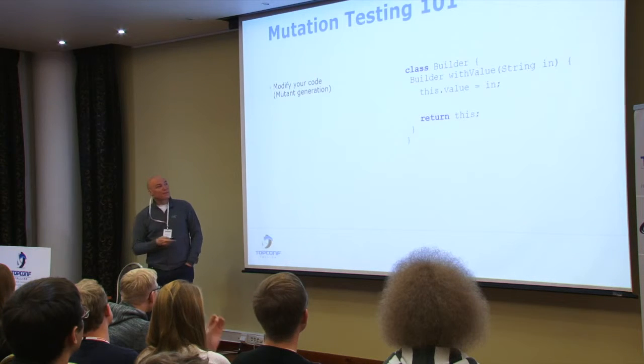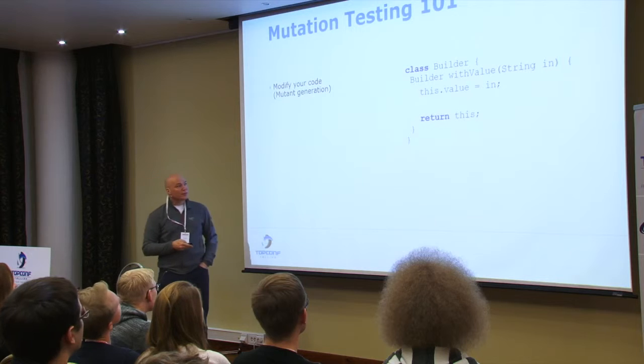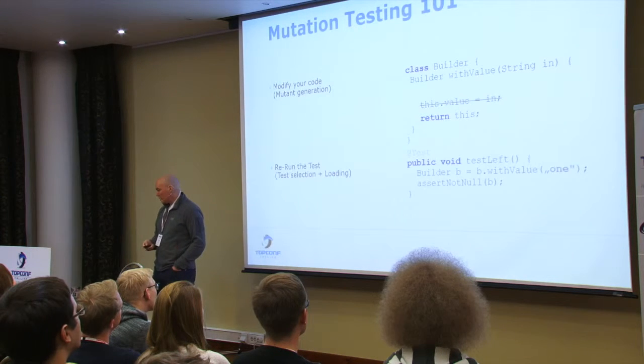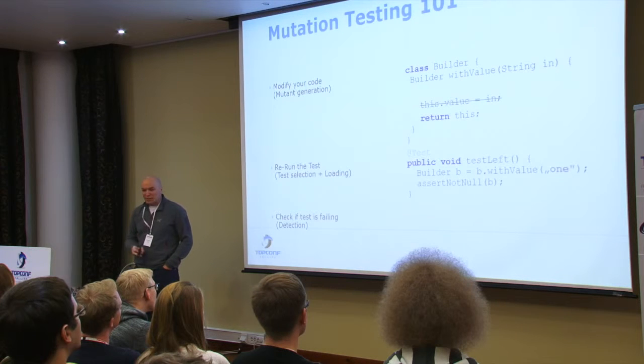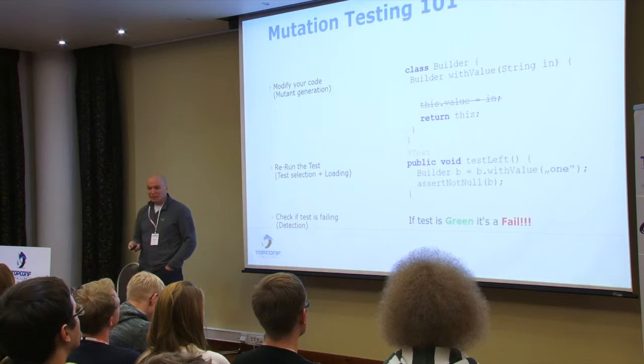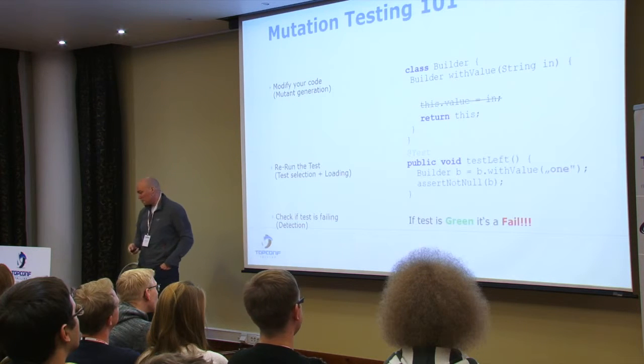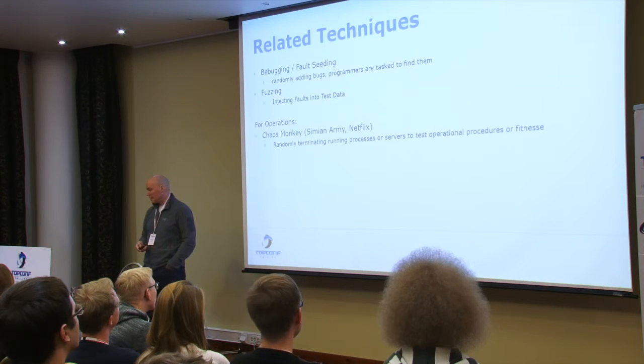So in short, first is modifying the code. In that case, we just remove this statement. Then we run the test, and then check if the test is failing. If the test is green, we have not killed the mutant. It's exactly the opposite of what we usually do with automated testing.